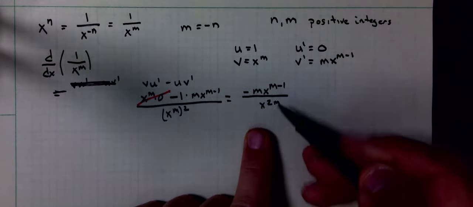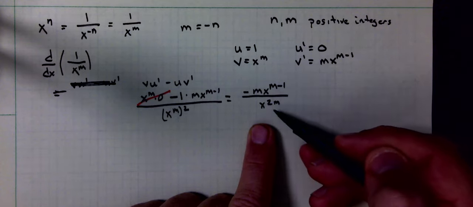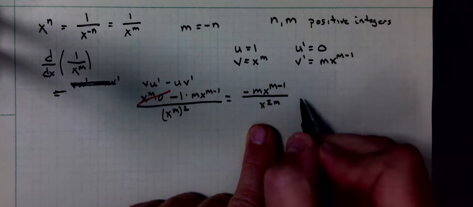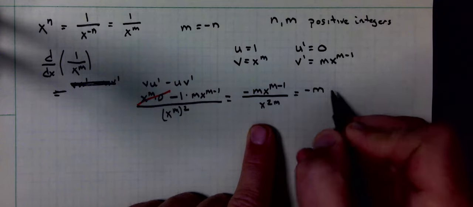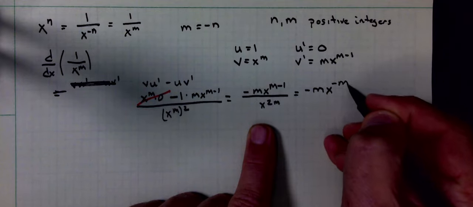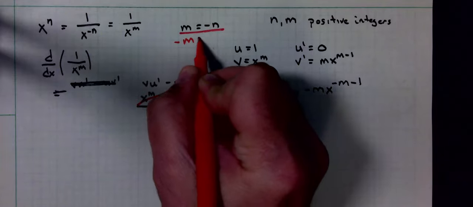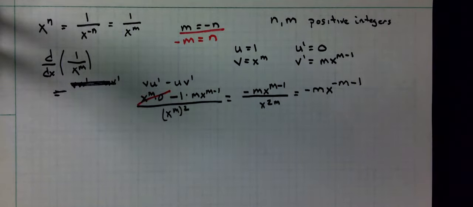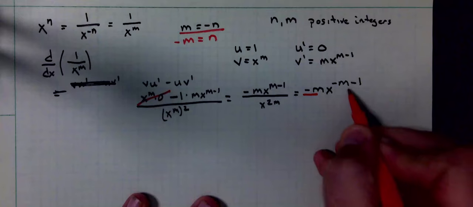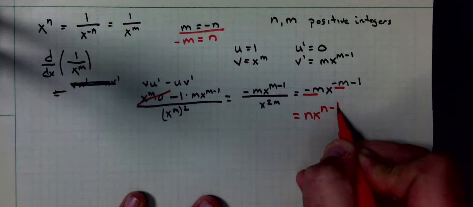Okay, I have a common base, so I'm going to subtract exponents. I'm going to take m minus 1 minus 2m, negative m. x to the m minus 2m is negative m. And let's go back up here to the top, where if m is equal to negative n, negative m will take. I'm going to do that replacement right here. I get n x to the n minus 1.